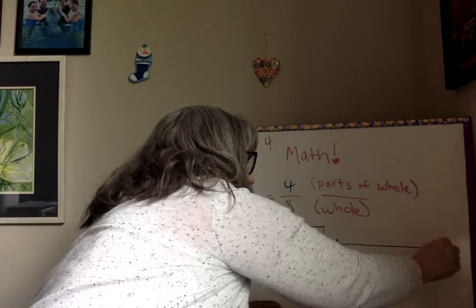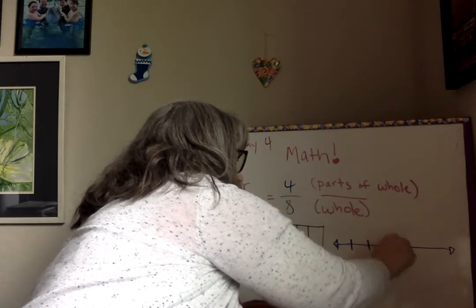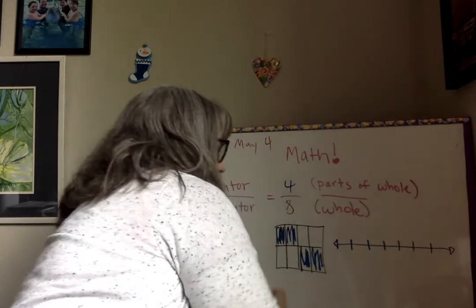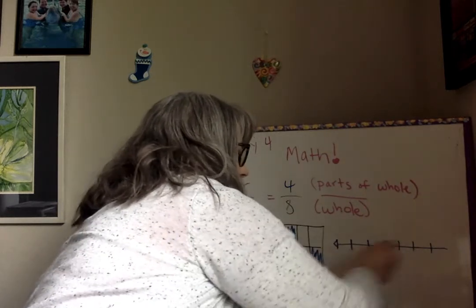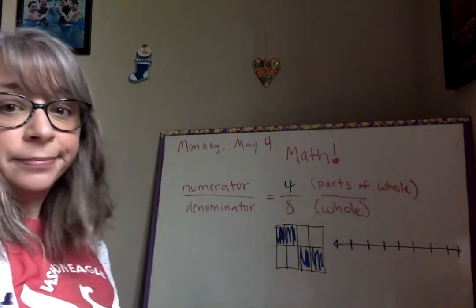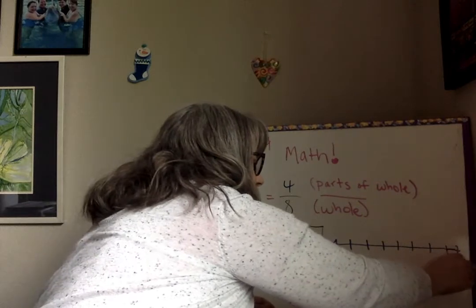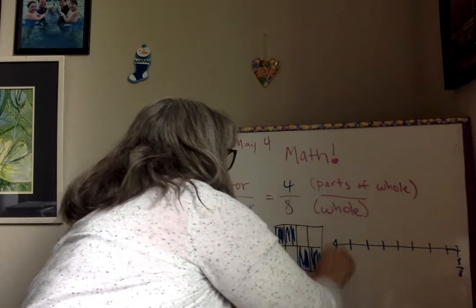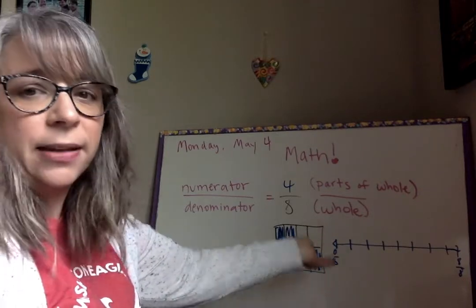So the trick is 1, 2, 3, 4, 5, 6, 7, 8, I think. 1, 2, 3, 4, 5, 6, 7. We're going to pretend those are even. Okay, so here's the trick. So 8/8 is a whole. This is 0/8. So if we were to make this into a fraction, a number line, we absolutely can.